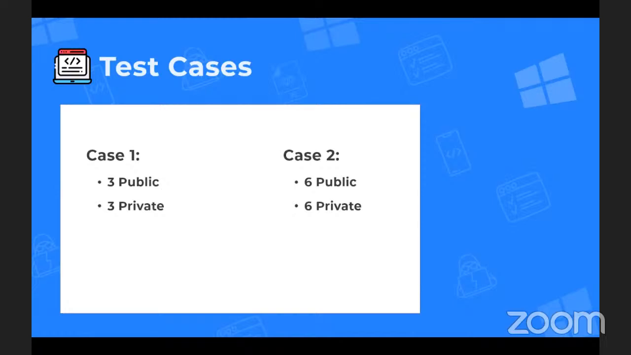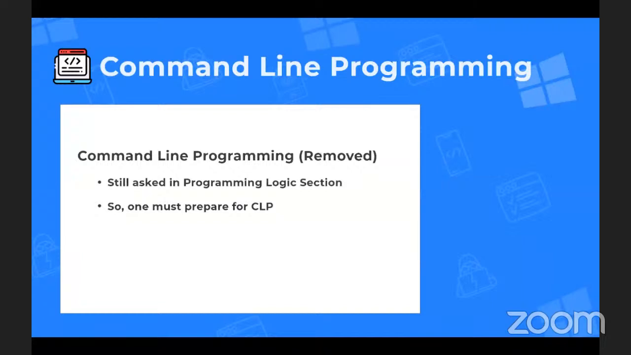Right. So, what about the public test cases? We are going to solve a few questions today, so don't worry about it. There are two scenarios. In the first scenario, there are three public test cases and three private test cases that cannot be seen by you. In the second scenario, you have six public test cases and six private test cases. For 2020 eligible candidates, there would be a different drive altogether for TCS NQT.